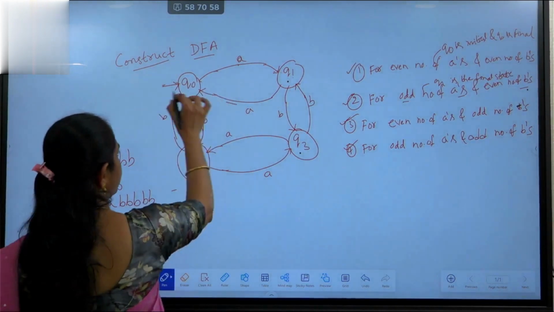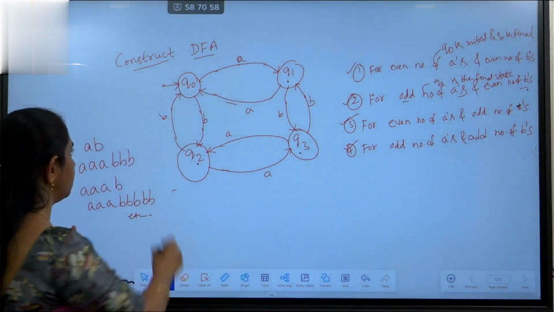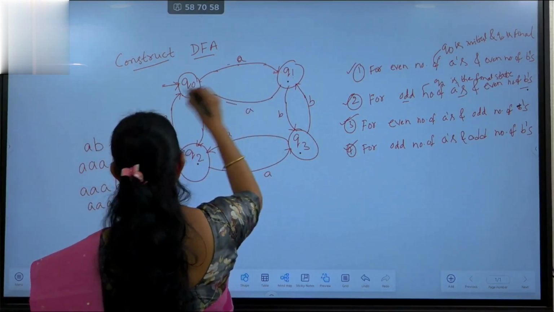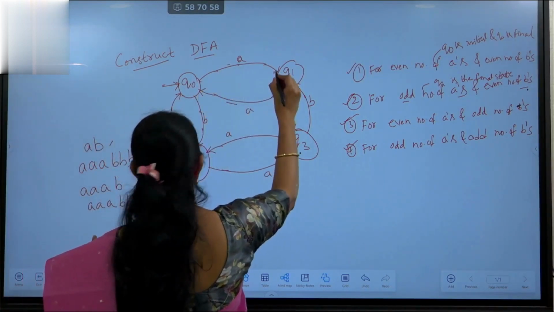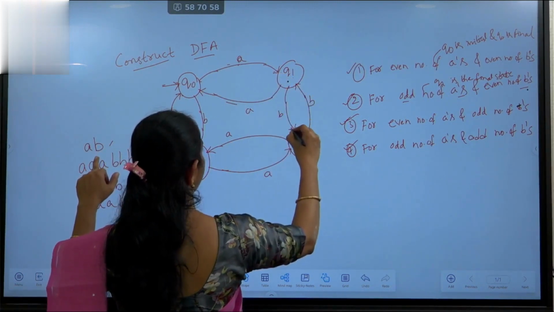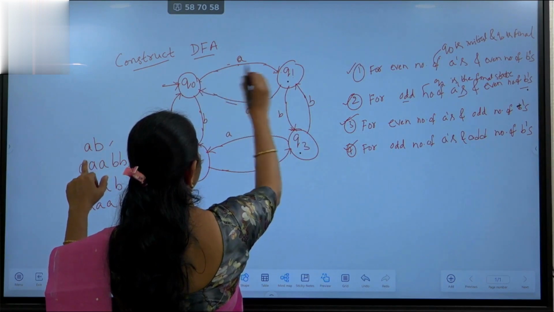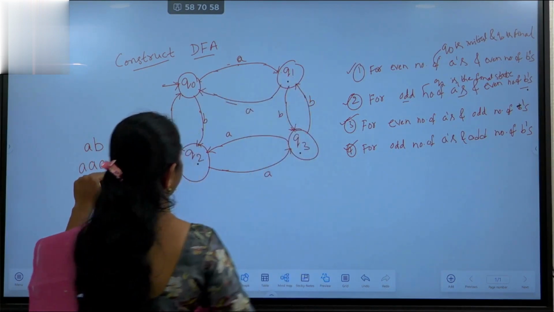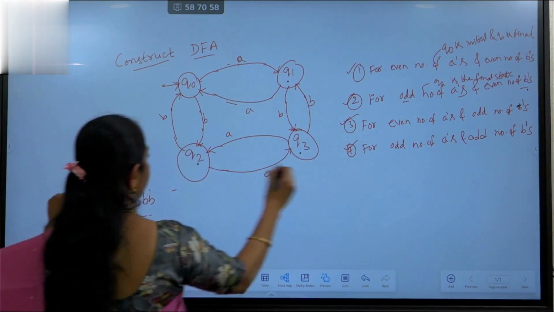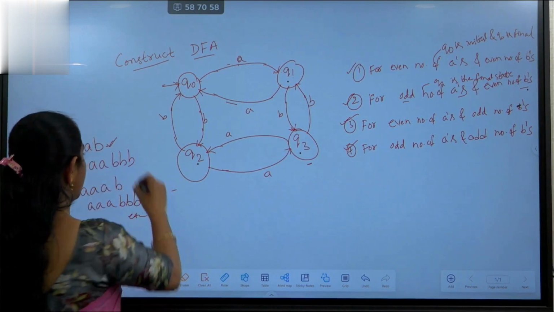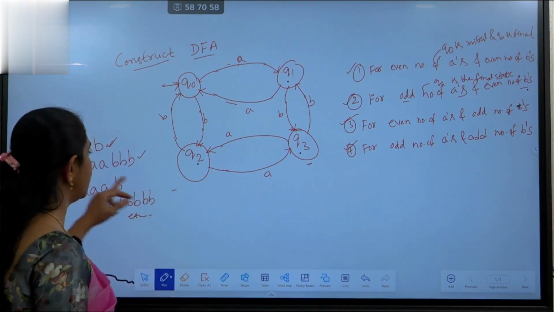So again Q0 is the initial state. Let me check the first one. A means a single A from Q0 to Q1. And again we have to check B. B means Q1 on B goes here. So whenever we transition on A, we are at Q1, and when we transition on B, we are at Q3. So that means whenever we are at the final state, it satisfies the first string. So check another string, 3 A's and 3 B's.